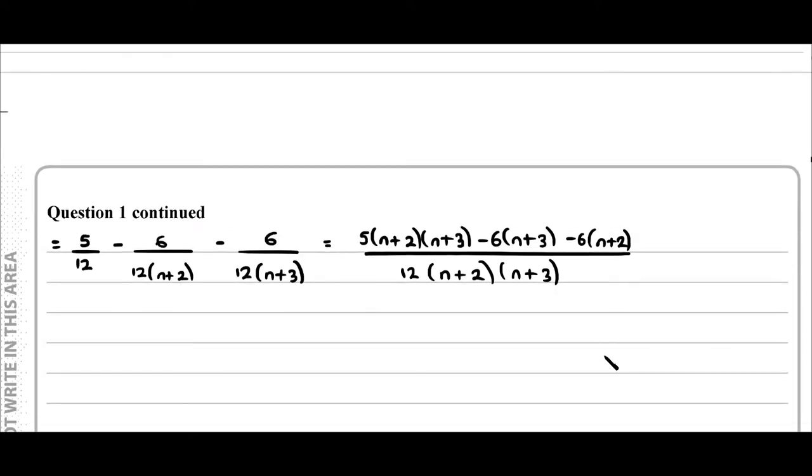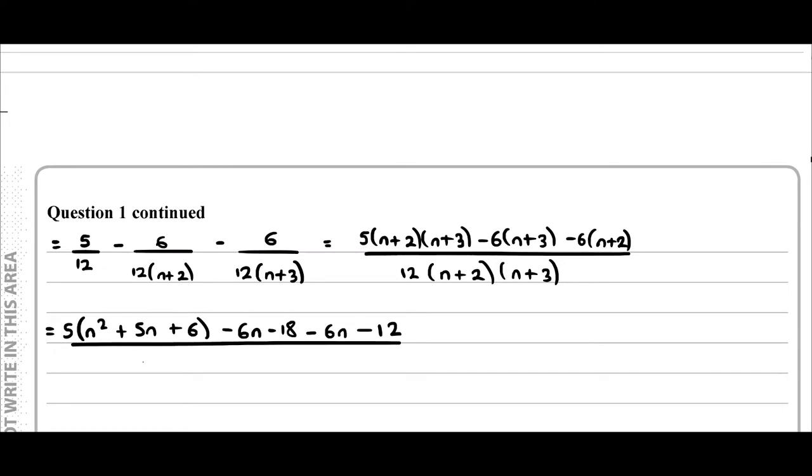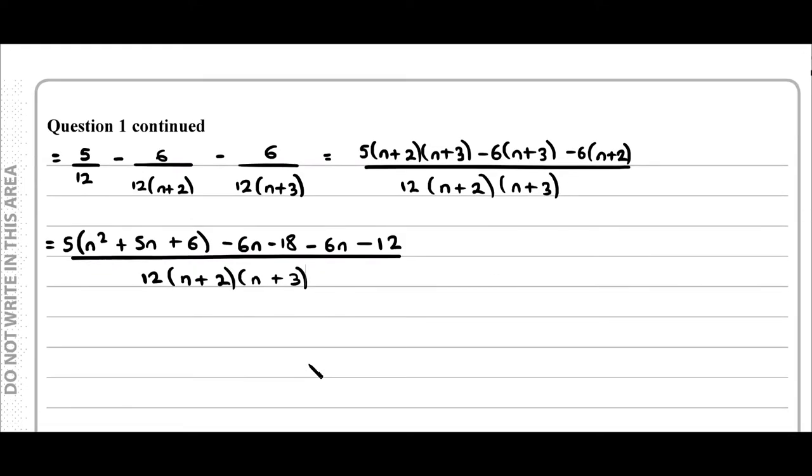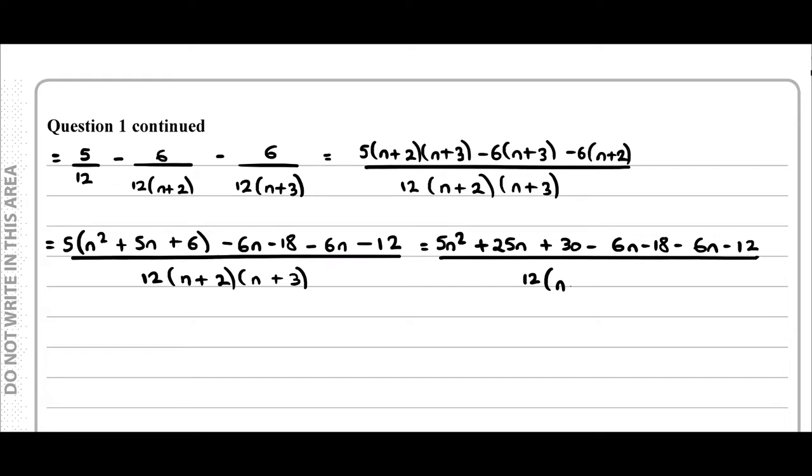So now simplifying all this, on the top we have 5 lots of n squared plus 5n plus 6, minus 6 times by n, that's minus 6n, then we have minus 18, and then we have minus 6n, minus 12, okay? And on the bottom, we still have this 12 lots of n plus 2, lots of n plus 3, okay? So, we have 5n squared, plus 25n plus 30 minus 6n minus 18 minus 6n minus 12. On the bottom, we have 12 lots of n plus 2 lots of n plus 3.